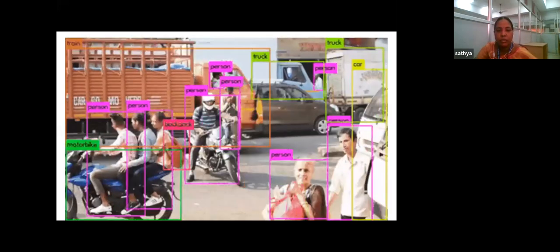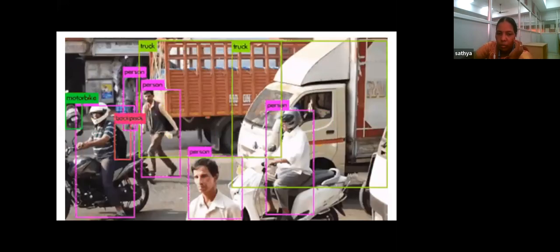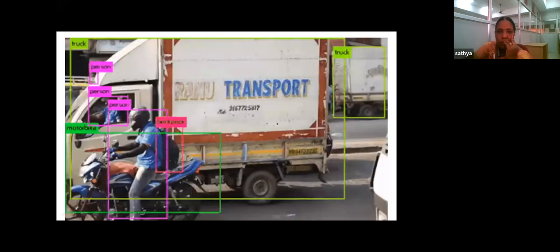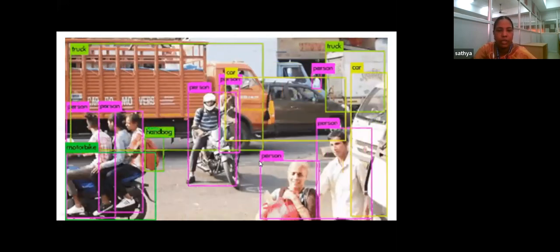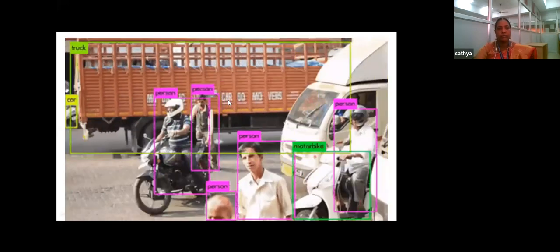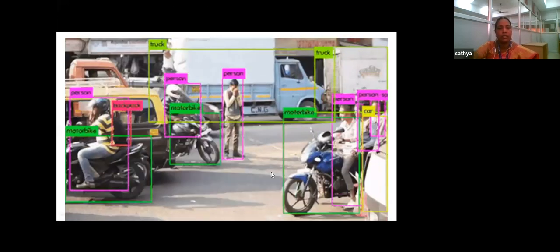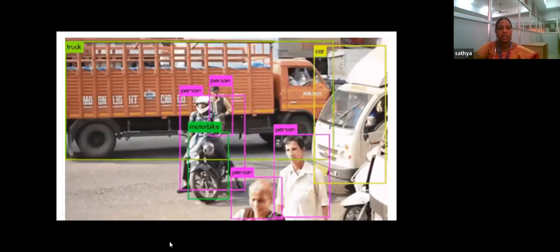What is this? What is this picture about? What is happening over here? Any guesses? Just check in the chat box.